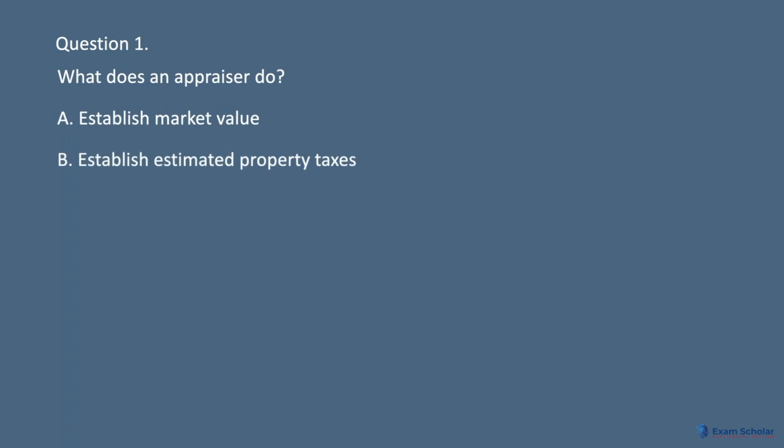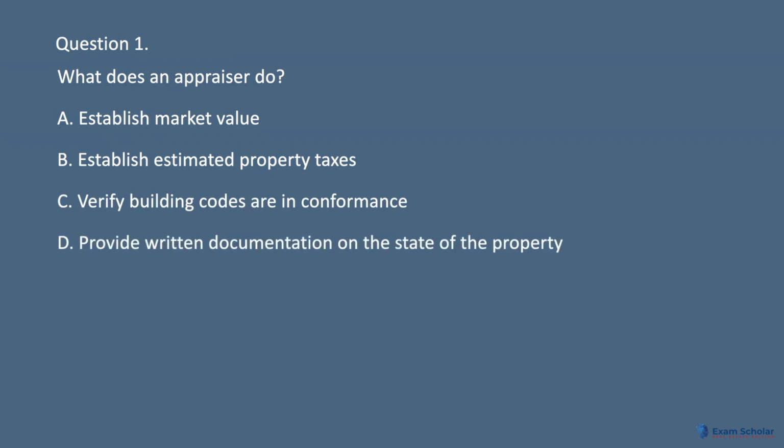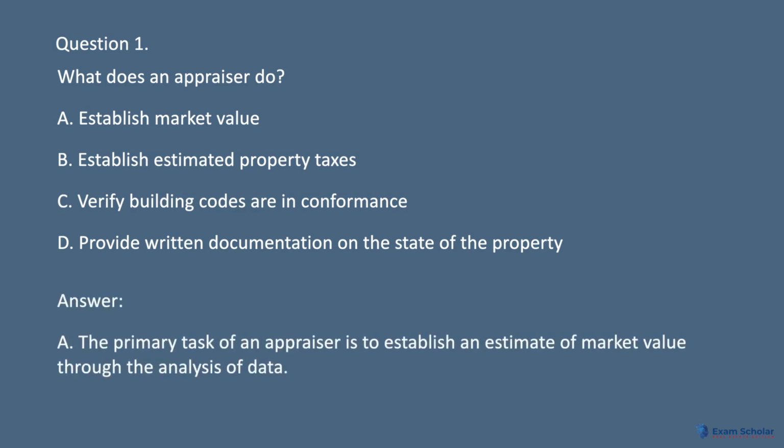Question 1. What does an appraiser do? A. Establish market value. B. Establish estimated property taxes. C. Verify building codes are in conformance. D. Provide written documentation on the state of the property. Answer. A. The primary task of an appraiser is to establish an estimate of market value through the analysis of data.